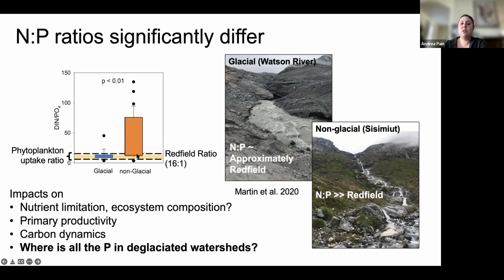So this suggests that the retreat of continental ice sheets would lead to a change in the amount of nutrients that are exported, as well as the ratio of nutrients that are exported. So this could have impacts on things like nutrient limitation and ecosystem composition in the coastal ocean, the amount and type of primary productivity, and carbon dynamics. So for the final piece of this talk, I'll be showing some newer, unpublished data, trying to understand where is all the phosphorus in these deglaciated watersheds? If it's not being exported, where is it?